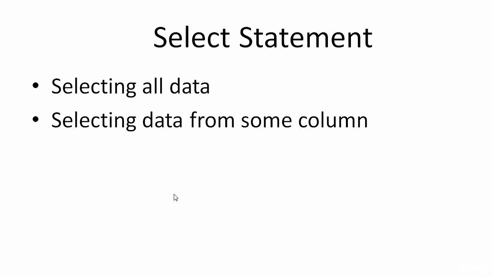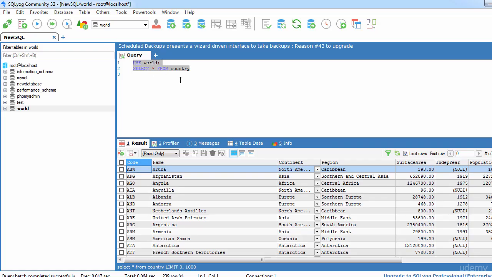So let's switch into the SQL Yoga. Here we are going to select the database world by using the use world query, and after that, to return the complete set of data from the database table country, we are going to write select star from country, and country is a table inside the world database. So let's select these two queries and execute them.